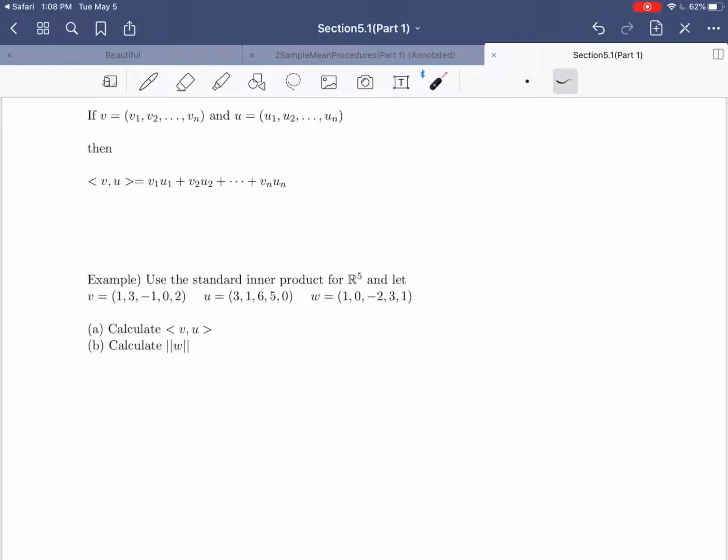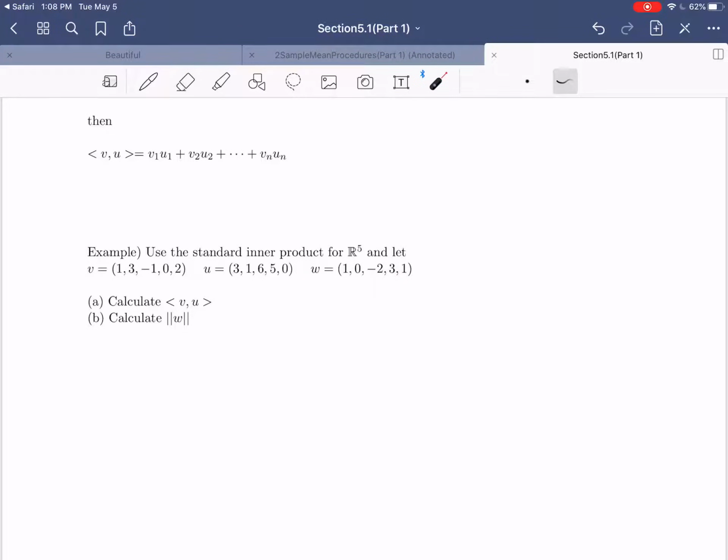So really quickly, just as an example here, let's use this standard inner product for R5, and we're going to define the vectors v to be 1, 3, negative 1, 0, 2, vector u to be the vector 3, 1, 6, 5, 0, and vector w to be the vector 1, 0, negative 2, 3, 1. We're going to try to just calculate a couple things. First, the inner product of v and u, and we're going to calculate the magnitude or norm of w. So let's go ahead and do that.